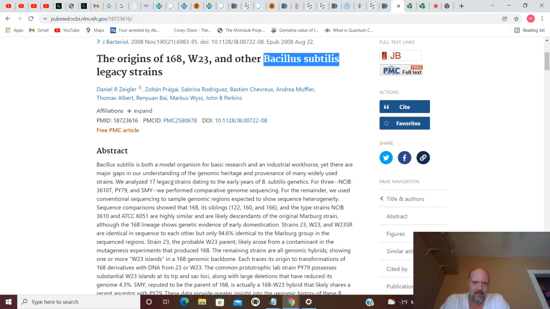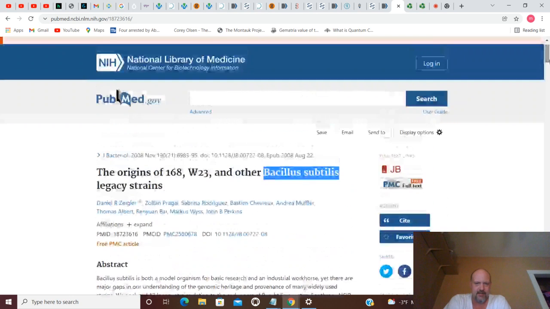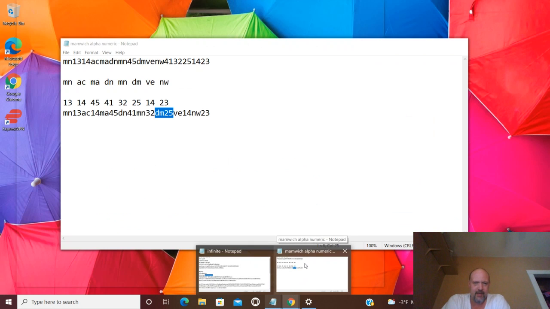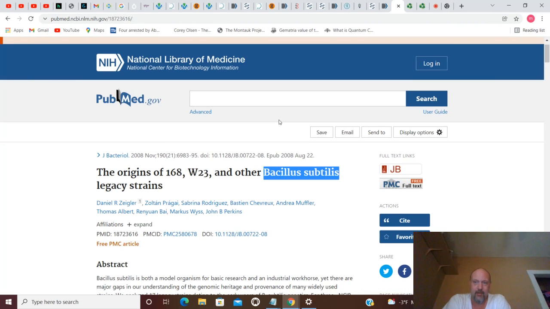We analyzed 17 legacy strains dating to the early years of B. subtilis genetics. So, yeah, I don't think there's much more to say about it. Bacillus subtilis legacy strain W23 and VE1 4N. Yep. And that gets you through going forwards in genetics.